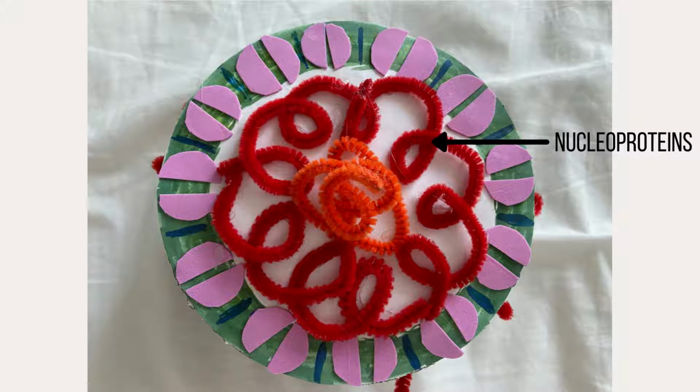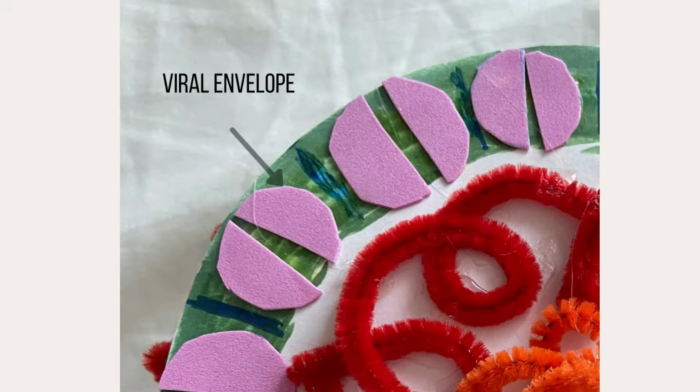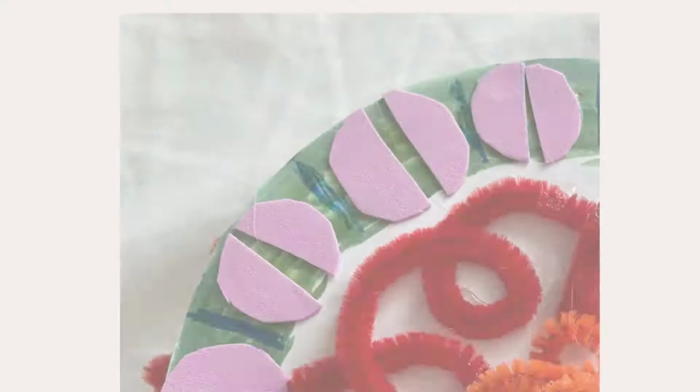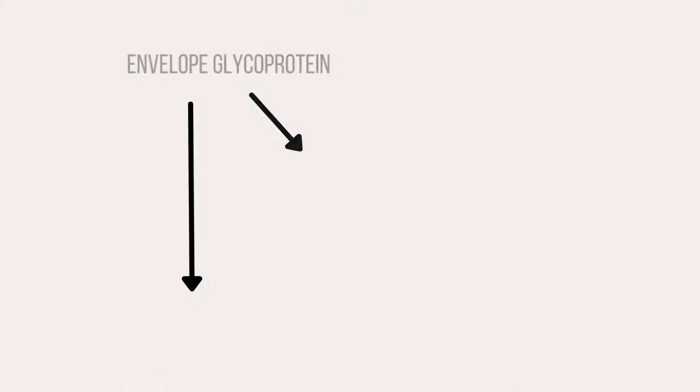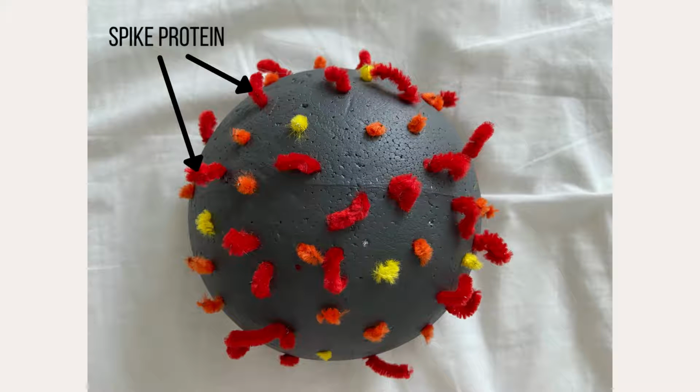Nucleoproteins. Bound to the RNA, these proteins help give the virus its structure and enable it to replicate. Viral envelope. A waxy barrier containing fat molecules. It protects the virus outside of a host cell and anchors structures needed to infect a cell. Envelope glycoprotein. Embedded in the viral envelope, these proteins aid in the assembly of new virus particles once it has infected a cell.